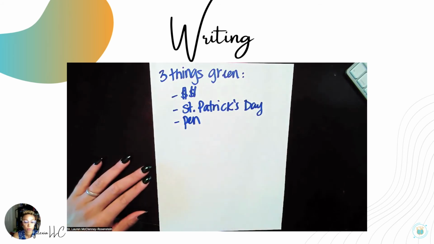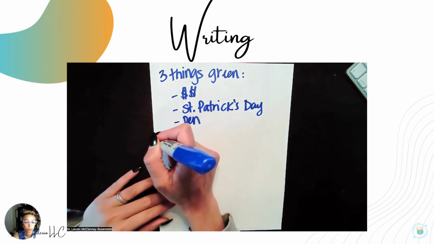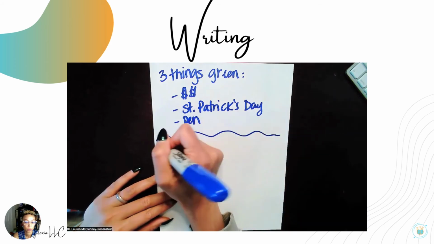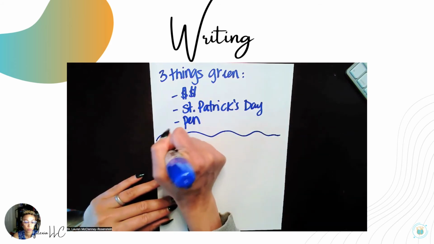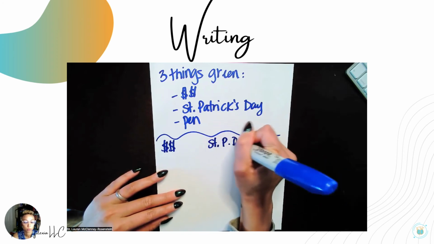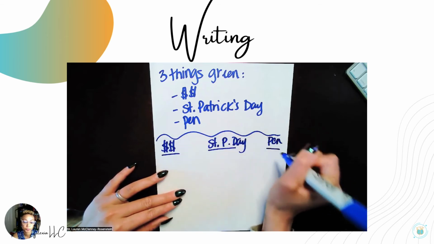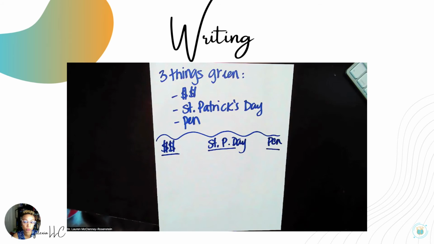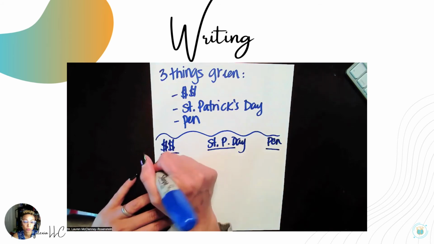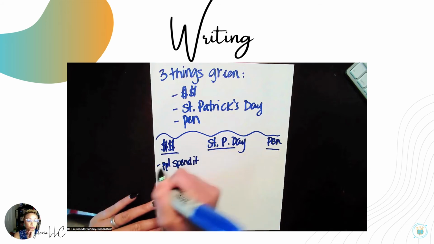So now we want to brainstorm. Actually, I'm sorry, let's take a step back from the opening sentence. We want to brainstorm and expand these out. So let's just say I have money, St. Patrick's Day, and then pen. Boom, boom, boom. Can we elaborate on these? Let's expand them out. So what do we know about money? People spend it. We need it.